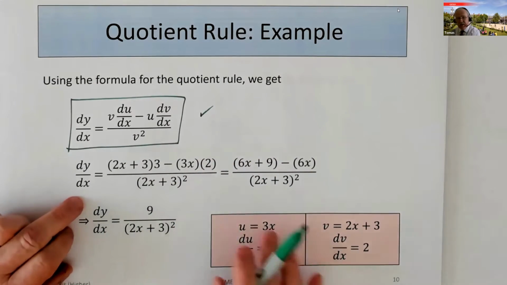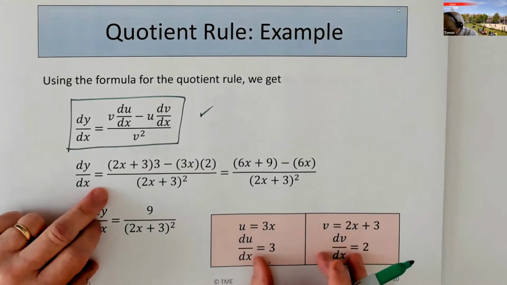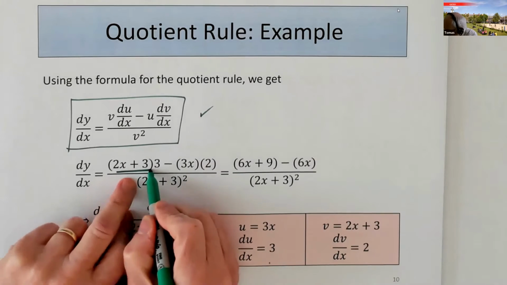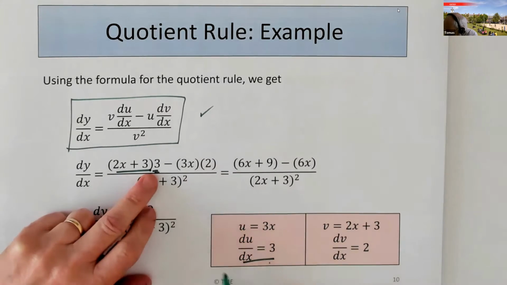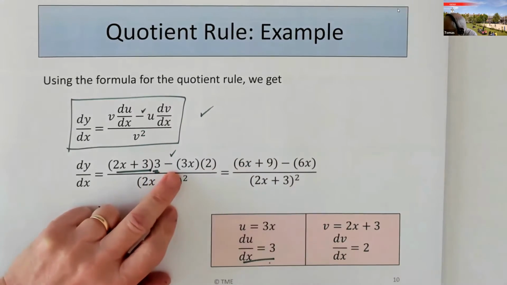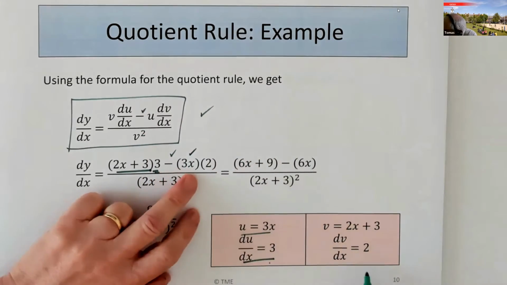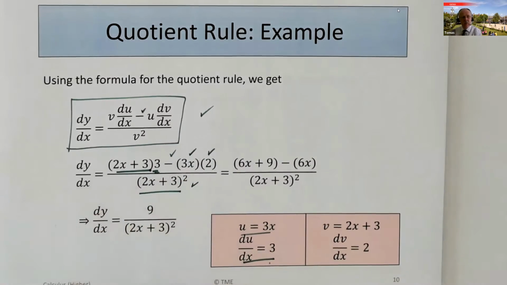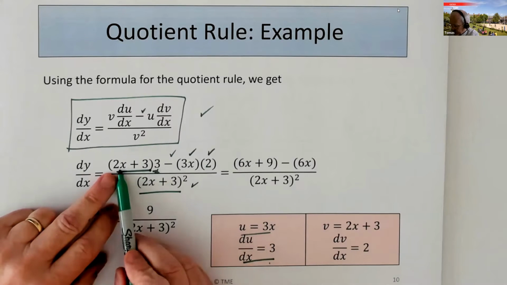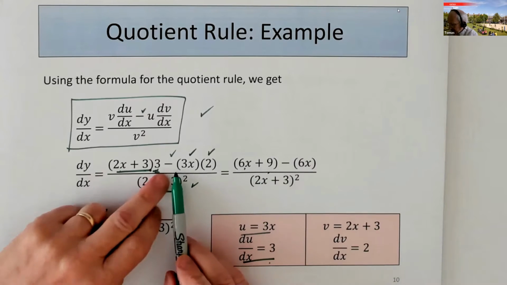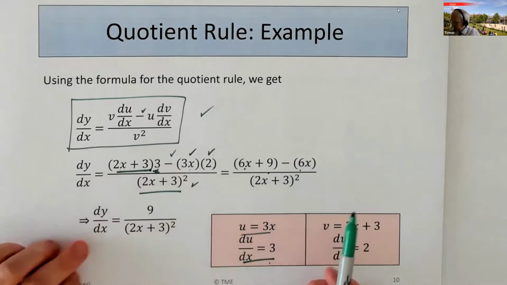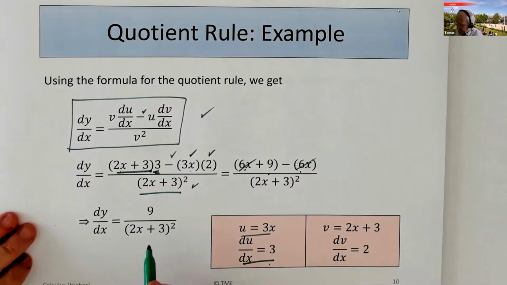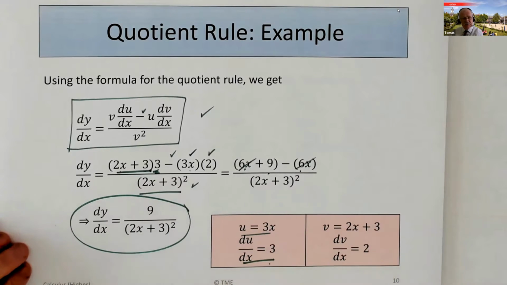And now I have to say, okay, now I'll plug in the answers. So I go into the concentration zone and I say, okay, v is 2x plus 3. du dx is 3, minus u is 3x, dv dx is 2, over v squared is this squared. And now I just do the multiplication. 3 into 2x is 6x, 3 into 3 is 9, minus 2 by 3x is 6x. And in this particular case, the 6x and the minus 6x cancel. So I end up with dy dx is 9 over 2x plus 3 squared.